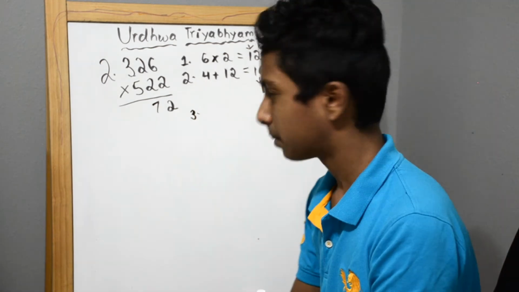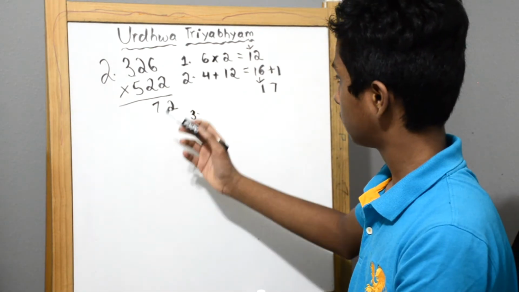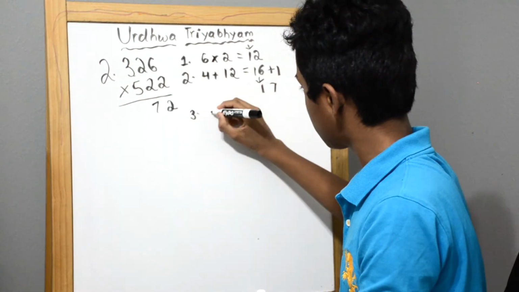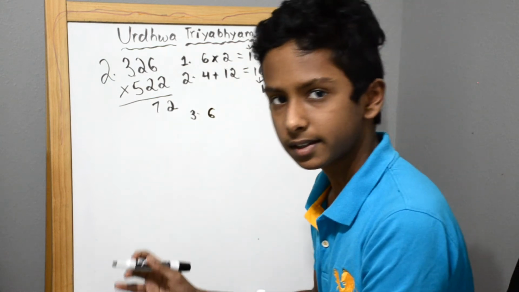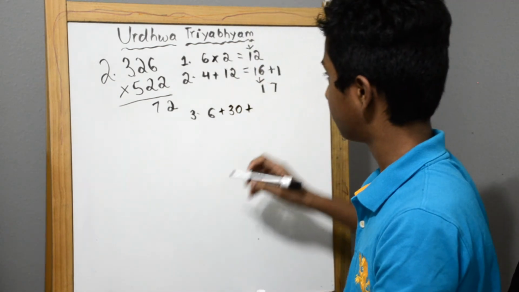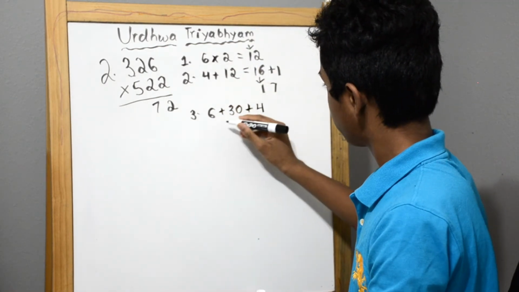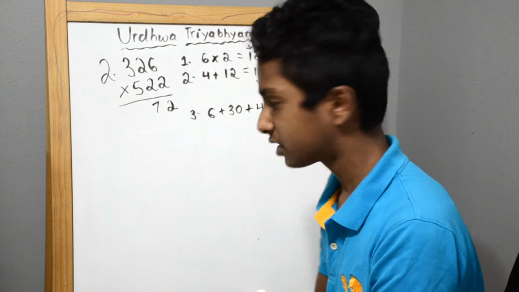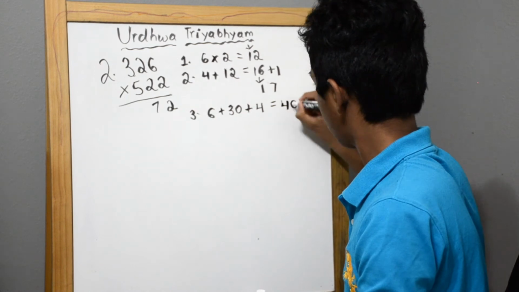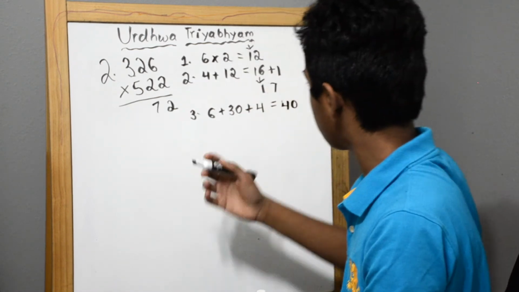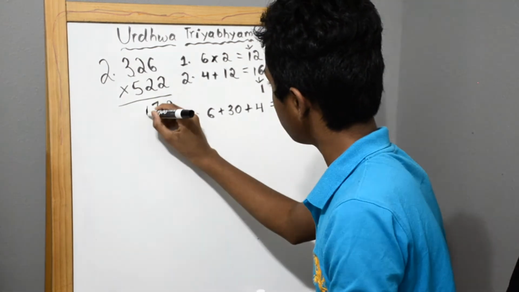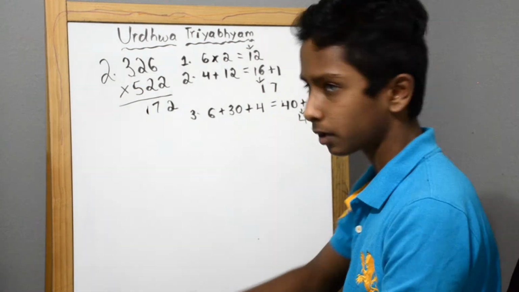Now for my third step is to multiply crosswise once again, but with all the pairs. So 3 times 2 is 6. 6 times 5 is 30. And 2 times 2 is 4. 6 plus 30 is 36. 36 plus 4 is 40. And I have to add 1 from the previous step. 40 plus 1 is 41. What I do is I keep the 1 and I carry the 4.